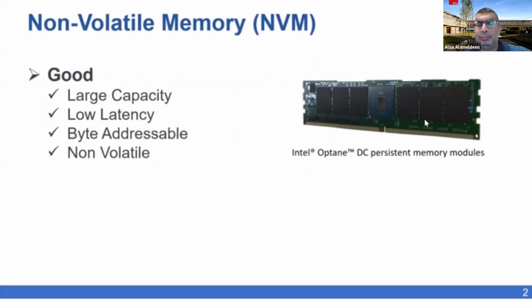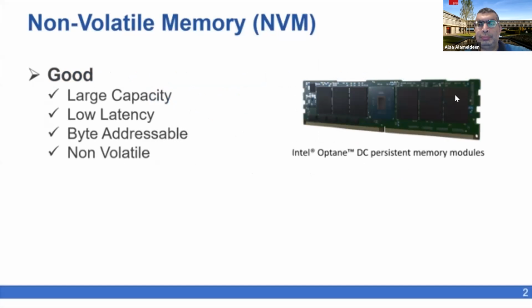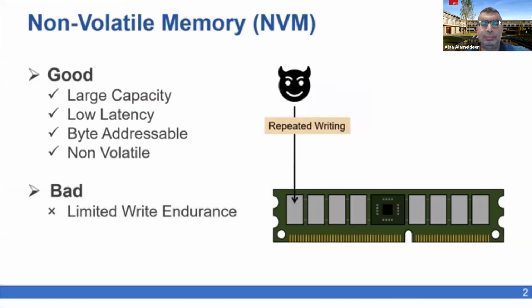Non-volatile memory, such as Optane DCPM, is a potential DRAM alternative as it provides large capacity, low latency, and byte-addressable non-volatile data storage. But it also faces two problems. The first one is a limited write endurance problem. Attackers can destroy NVM devices by repeatedly writing a memory cell to exceed its write endurance limit.